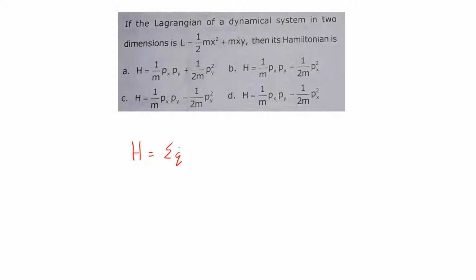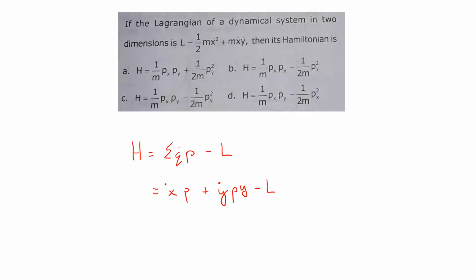summation q dot p minus L. Now here we have two components, so we can expand this and write: this is qx dot px plus qy dot py minus L. So qx I can replace with x dot, because our generalized coordinates here are x and y, Cartesian coordinates, so we are replacing it by x and y.